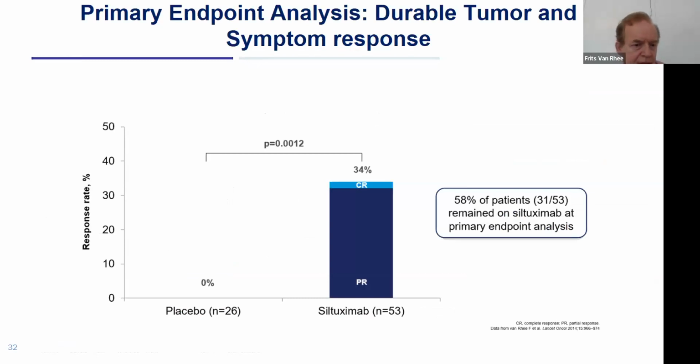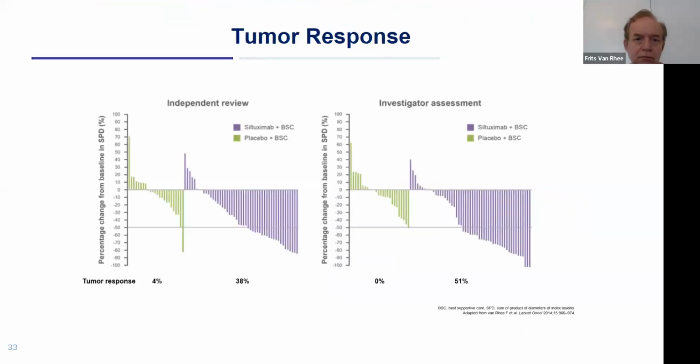So here one can see on the left the response rate in the placebo and in the siltuximab, and this is the durable tumor and symptom response, which occurred in 34% of patients in the siltuximab arm, and 58% of patients remained on study at primary endpoint analysis. This is the tumor response only, visualized on the left by independent review and on the right by investigator assessment. The purple bars are the siltuximab patients and the greens are the placebo, and one can see here that clearly there's a higher response rate in terms of lymph node reduction in patients treated with siltuximab.